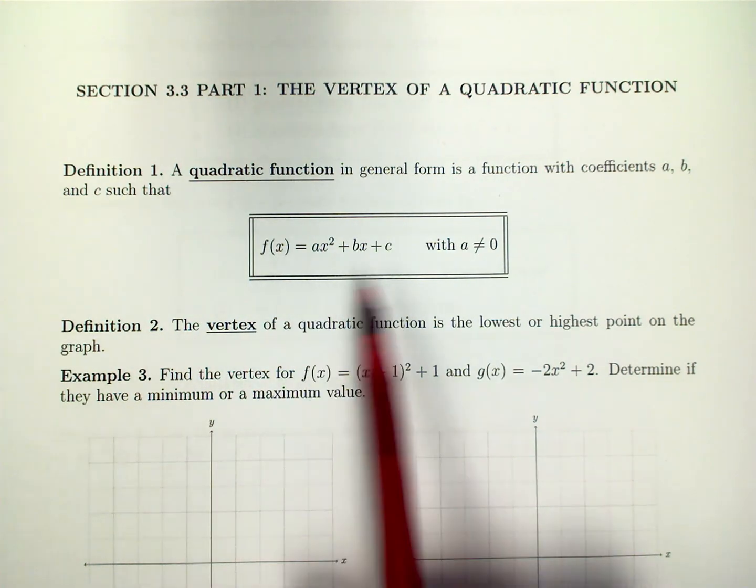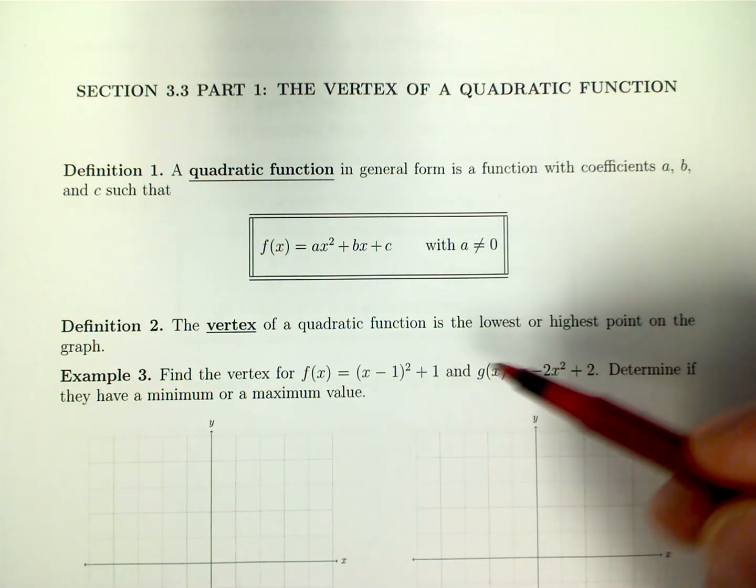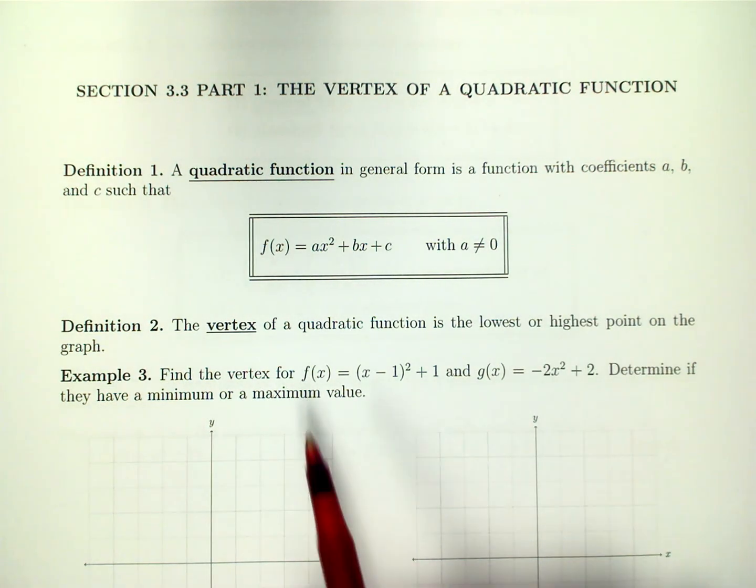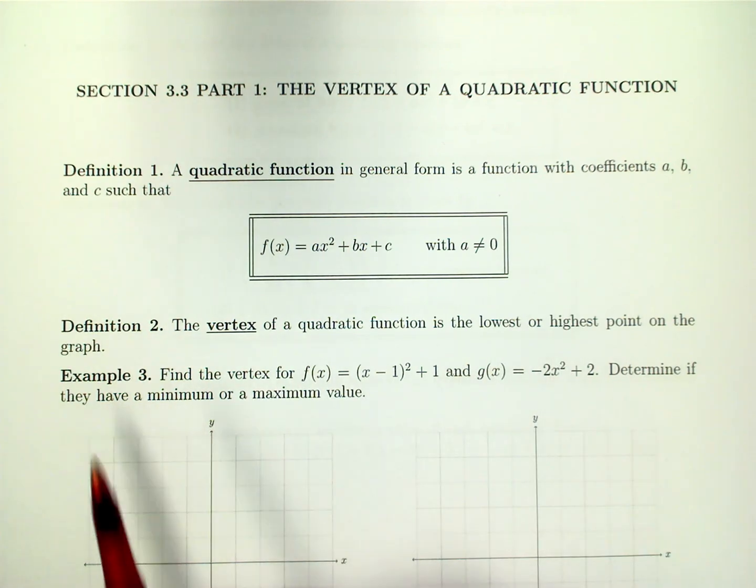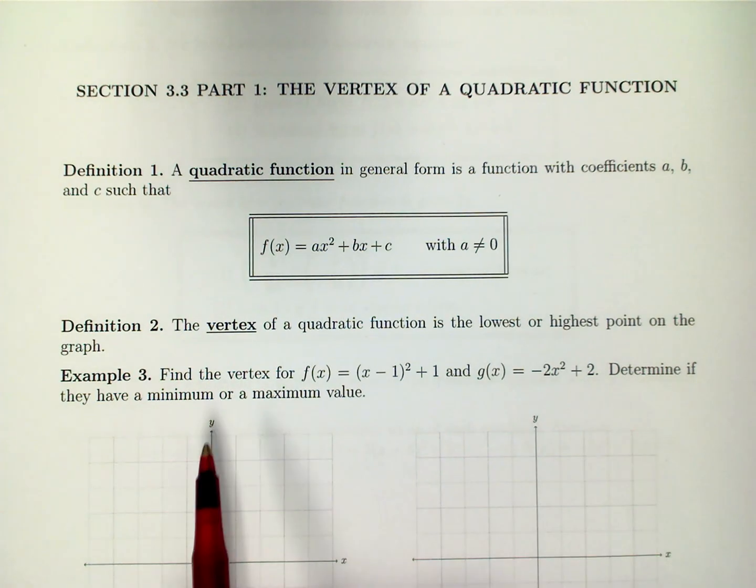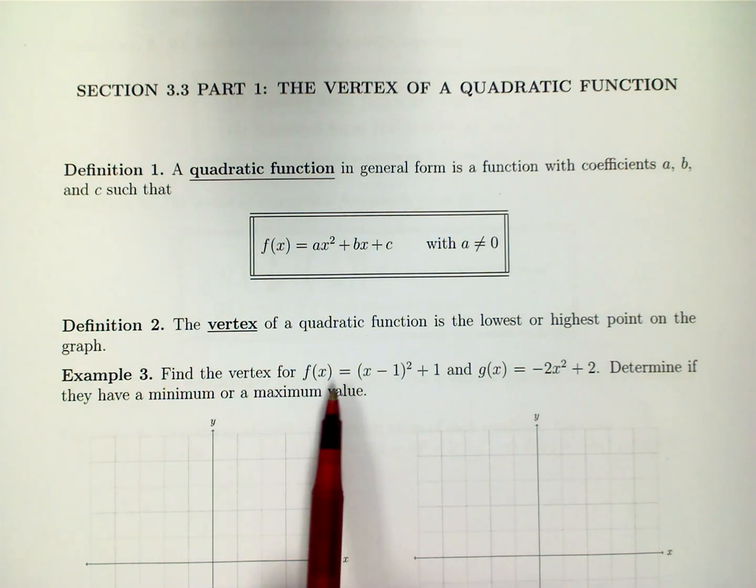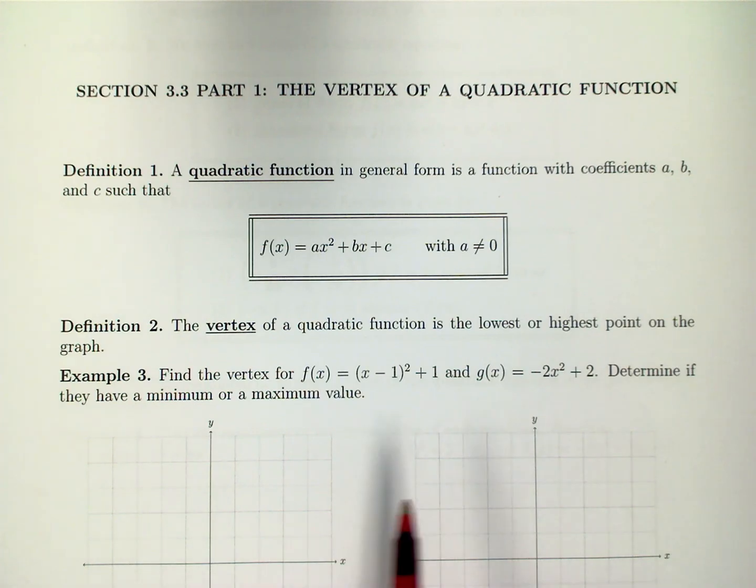And the vertex of something like this, so again, what does a quadratic function look like? Well, it's basically this U shape. And the vertex is simply the highest or lowest point on the graph. So basically, if it's facing down, it's the top. If it's cupped up, then it's the bottom. So let's take a look at two examples. Let's try to find the vertex of this function f and this function g of x.